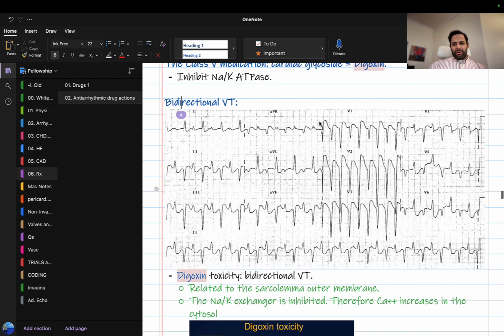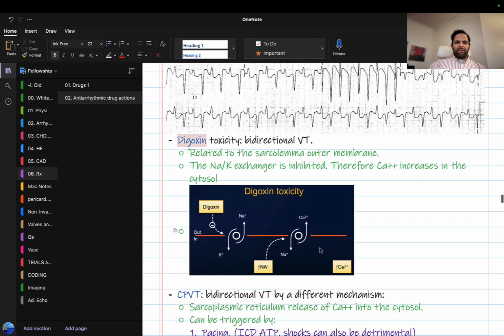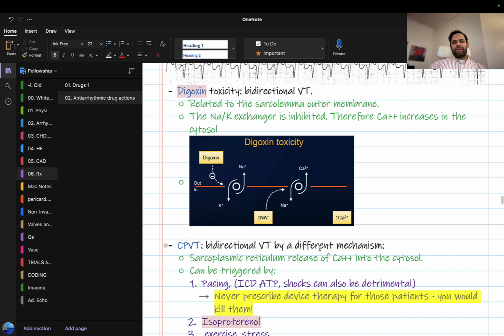And so you have alternating QRS axes. That's what a bidirectional VT looks like. This is the classic look. So digoxin toxicity is bidirectional VT related to the sarcolemma, the outer membrane. The sodium-potassium exchanger is inhibited. Therefore, the concentration of calcium increases in the cytosol.